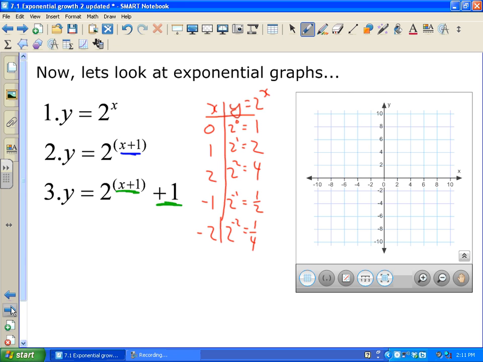All right, let's plot these. 0, 1, 1, 2, 2, 4, -1, +1/2, -2, +1/4. Kind of different. It looks like it's a curve. We've graphed curves before. My question to you is this.